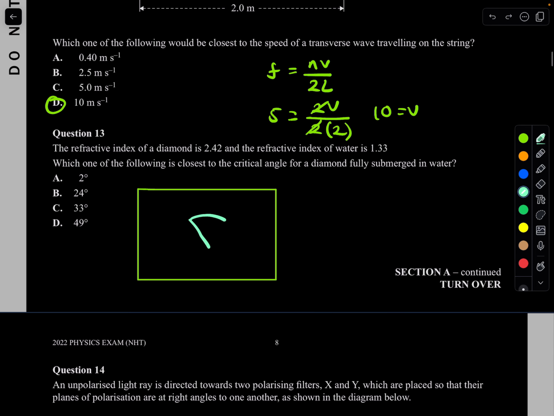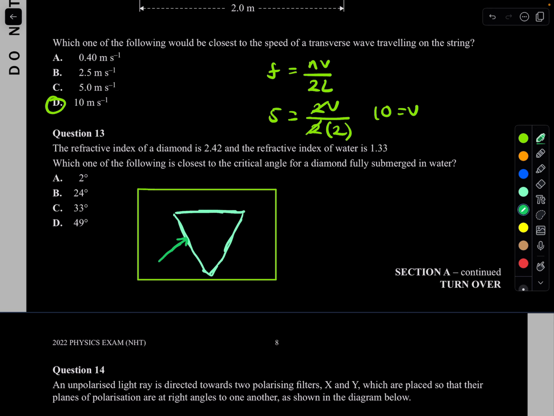Actually, let me draw it bigger. Let me just draw it as a triangle. Something like that. So this is your diamond. We know that the refractive index of the diamond is 2.42 and the water is 1.33. Which of the following is closest to the critical angle for a diamond fully submerged in water? So are they telling us, let's say light goes from the water to the diamond and hence goes to its critical angle? Is that what they're asking?